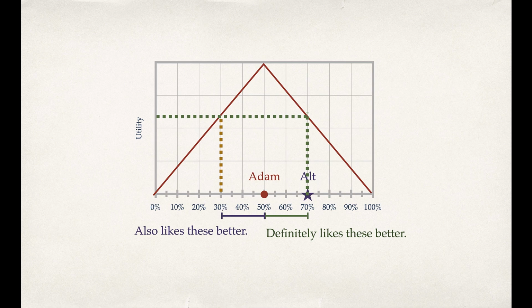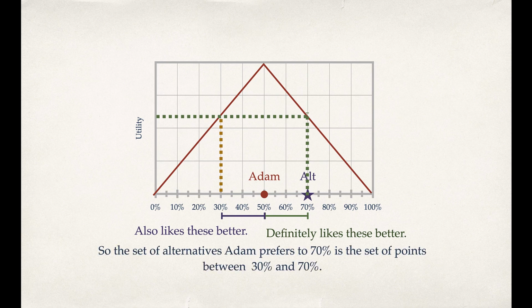So what is the set of all things that Adam prefers to 70? That set of things is everything between 30% and 70%, not including 30 and 70. 30 and 70 are his indifference points. They are not in the preferred-to set. They are his indifference points. They're his indifference set, you can also say.